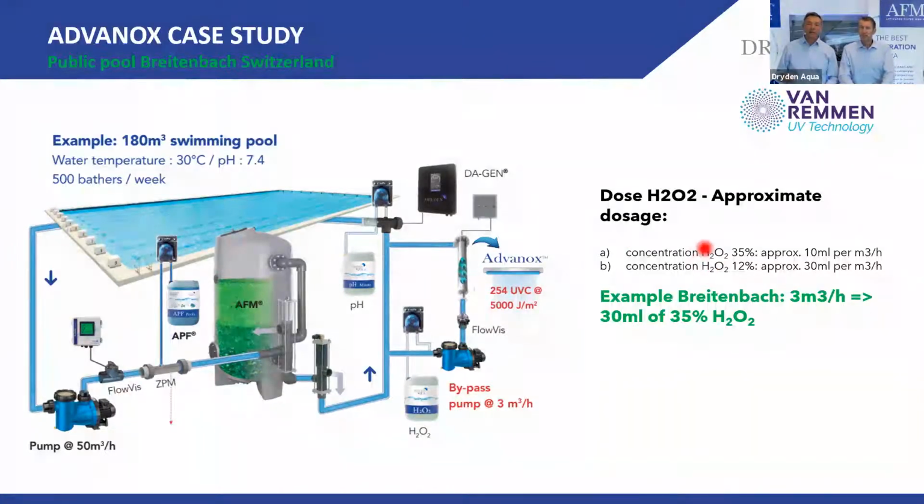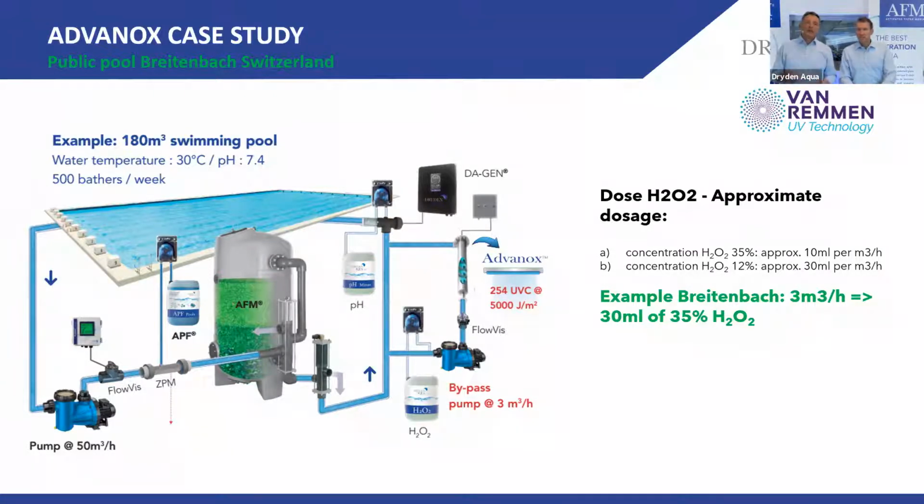Okay. Completely stupid. But your dose rate is 10 milliliter per cubic meter of water that you go in the bypass. So Breitenbach, 33 cubic meters per hour, multiplied with 10 milliliters, that's 30 milliliters of the higher concentration. If you would have 50%, you can reduce it.